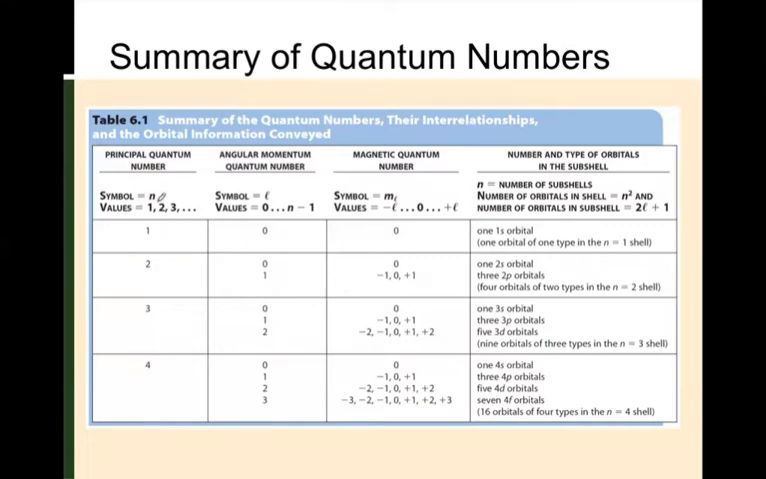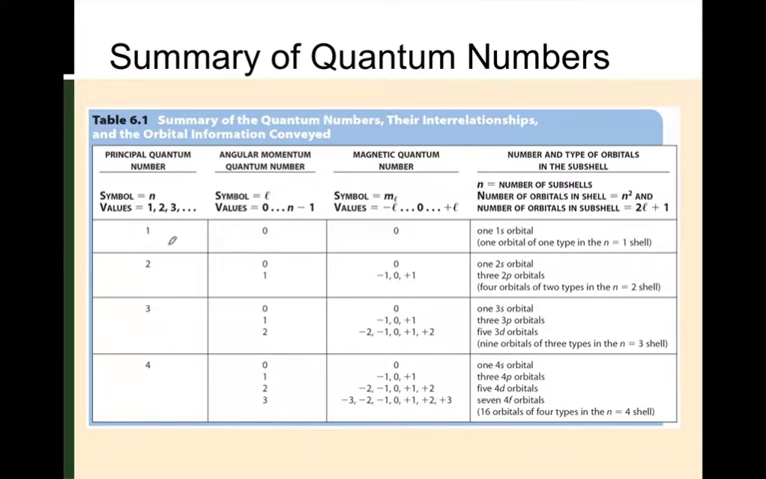So the principal quantum number has a symbol of N, as we've seen. It has values 1, 2, 3, 4 up to infinity. Then we have the angular momentum quantum number, which has a symbol of L, and it can take values up to N minus 1. And then ML can take values from minus L to plus L. So L is dependent on N, and ML is dependent on L. N is the only independent quantum number.